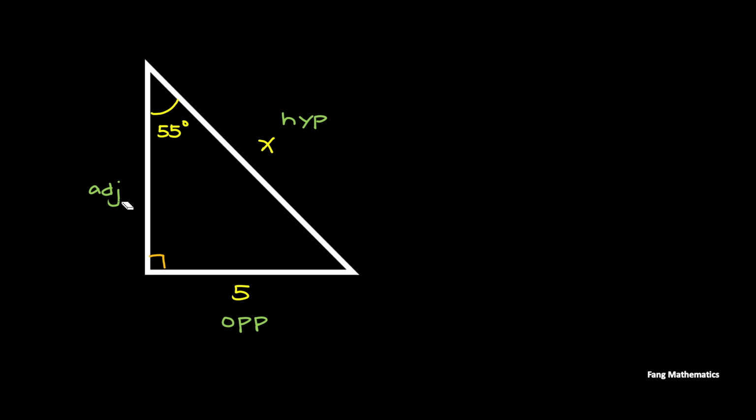So the adjacent side is not important. We are to remove that. And now we are to determine the trigonometric function that involves the opposite and the hypotenuse. You are to recall the acronym. So I believe it is SOH. SOH tells you sine theta is equal to opposite over hypotenuse.